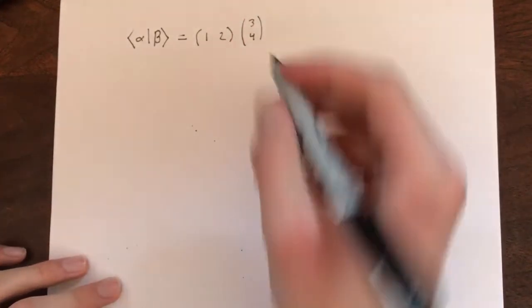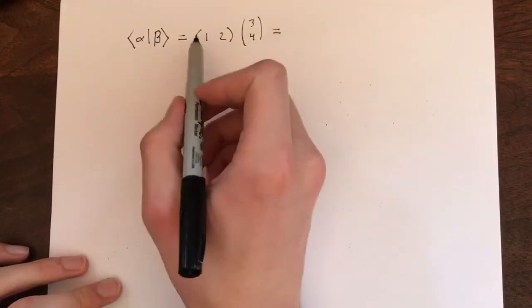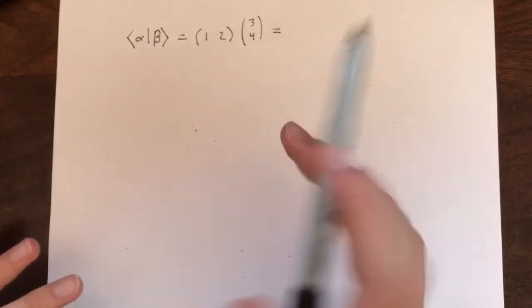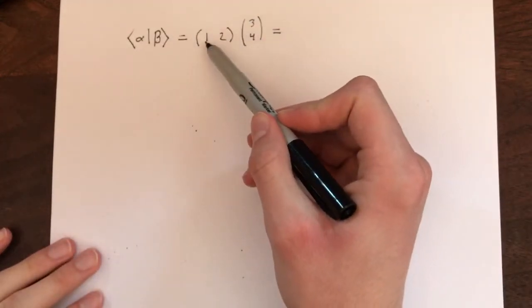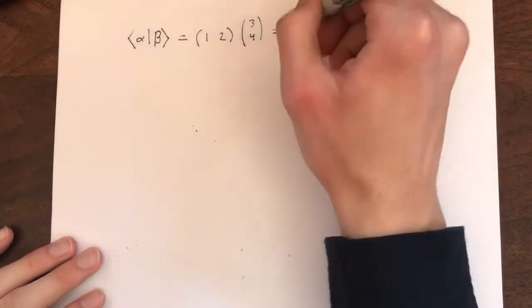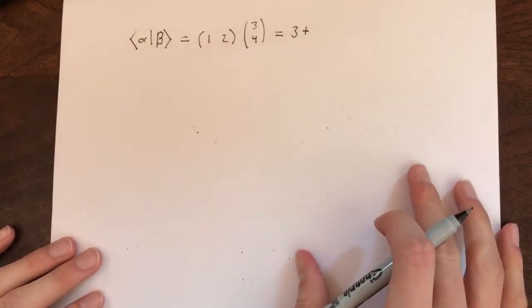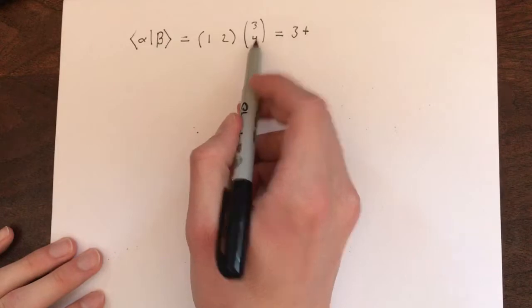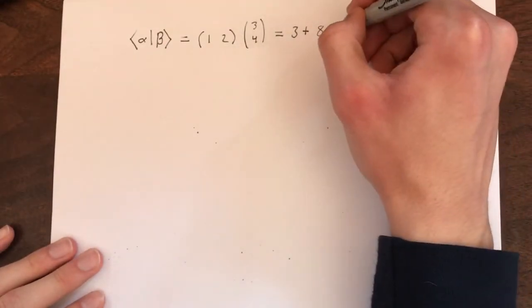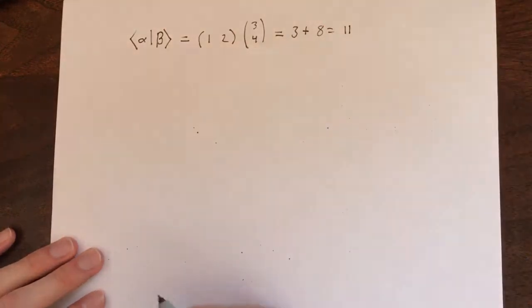And we use matrix multiplication to find this. If you don't know matrix multiplication, look it up, but essentially what we're going to do is multiply this term by this term, which would be 3, and then add to it this term multiplied by this term. So that would be 2 times 4 is 8, which would give us a final answer of 11.